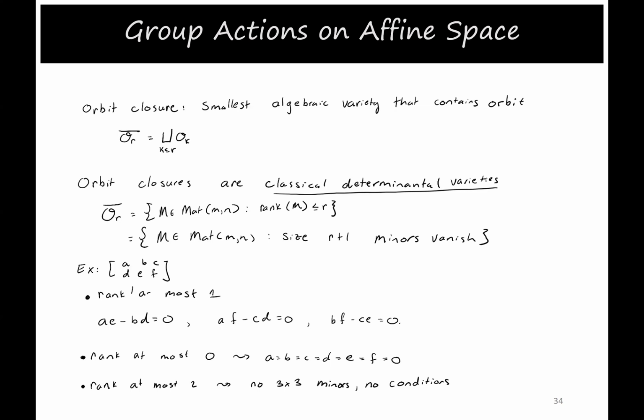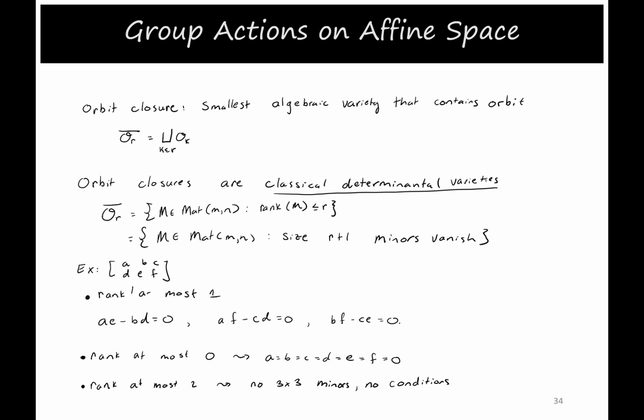If I had rank at most 0, well, I need the 0 matrix. So all those 1 by 1 minors vanish. Rank at most 2, well, there's no valid 3 by 3 minors. I'm just placing no condition. And that makes sense because, well, the biggest rank a 2 by 3 matrix can be is 2. So these are very nice objects.